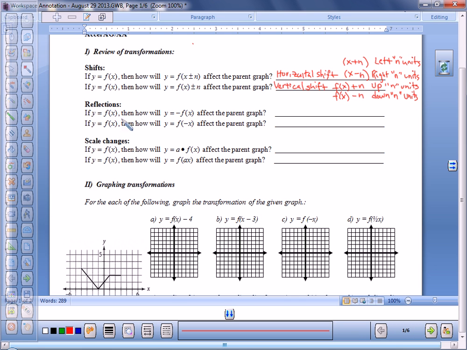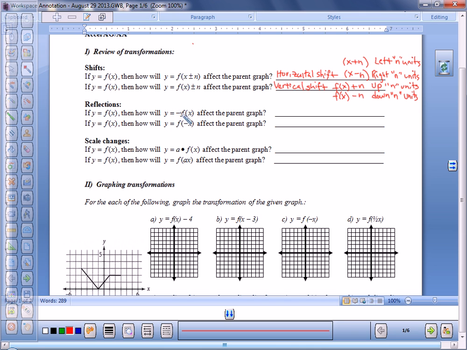All right, reflection. We have two kinds of reflections. We can reflect over the x-axis or the y-axis. Those are the two types of reflections we study. You can actually reflect over lots of different things, but the two that we're going to work on are reflections over the x and the y.